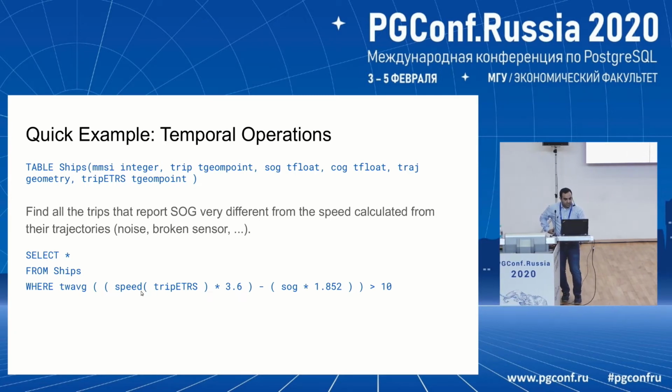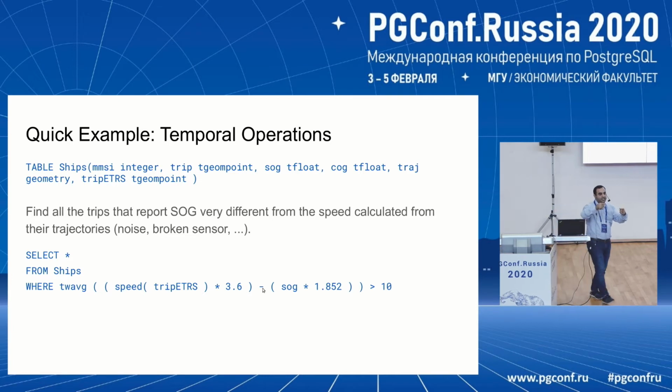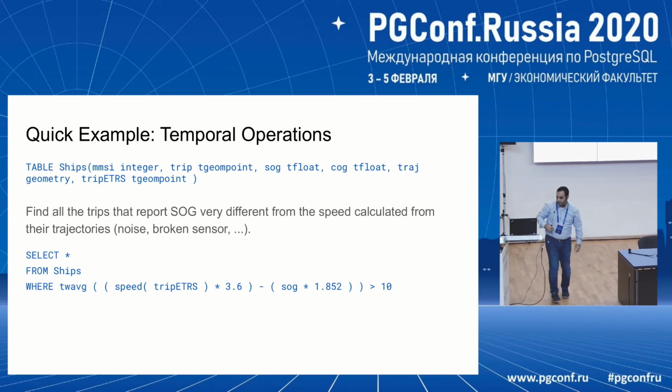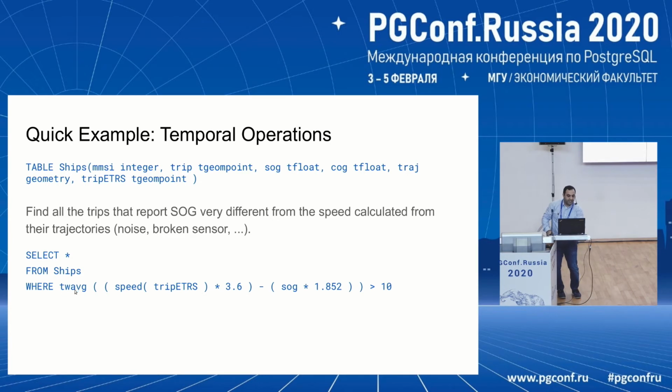So to evaluate the speed of the trajectory, it's the speed of trip multiplied by some number to convert it into kilometers per hour. And this is a temporal float. The result of this first component is a temporal float. And the result of this one is also a temporal float, and then we do a temporal minus. A temporal minus means that in parallel, we scan the two temporal floats and do a minus at every time instant. And then calculate an average of these and compare it to some value.